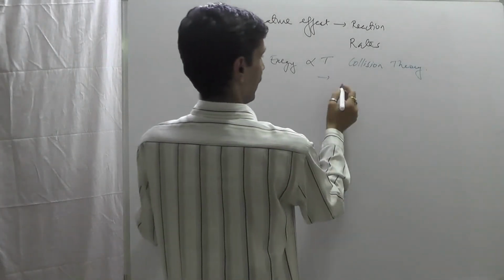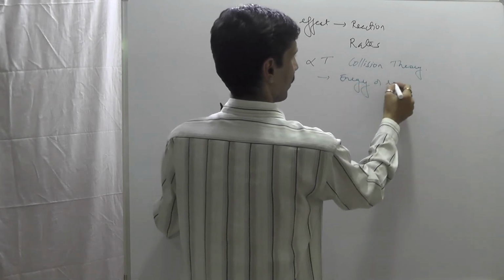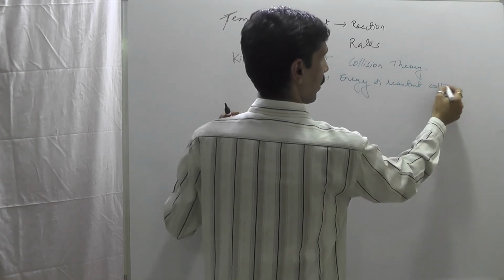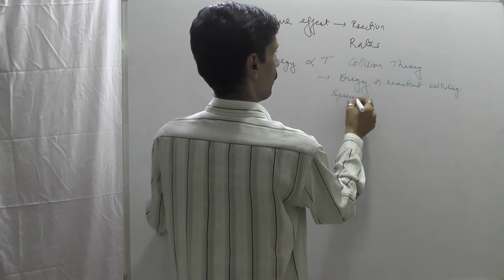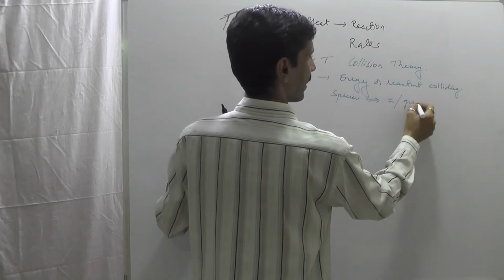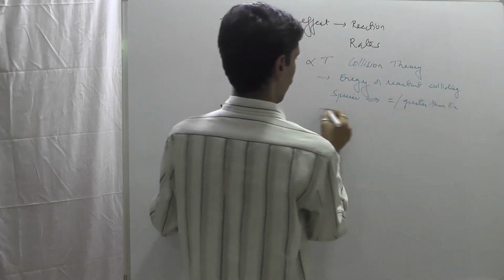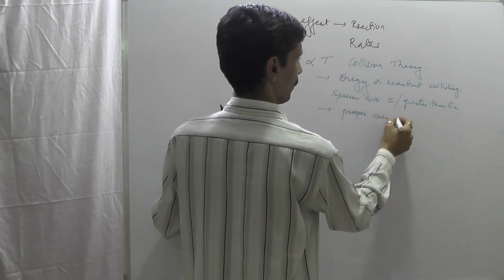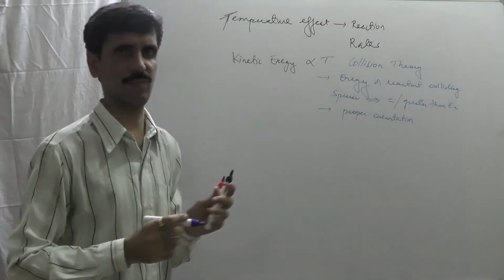The first one is that the energy of the reactant molecules, or the reactant colliding molecules, must be either equal to or greater than the activation energy. The second point is, there has to be what? A proper orientation of the colliding reactant species.